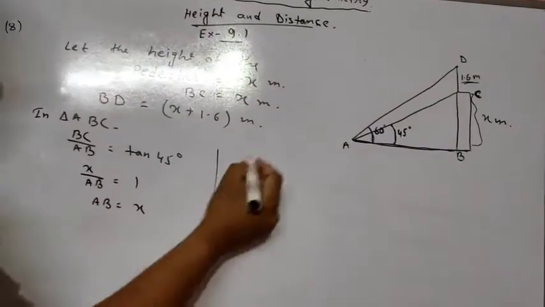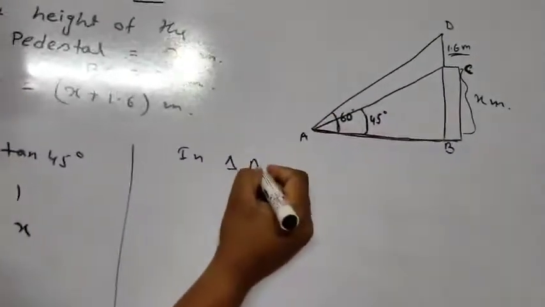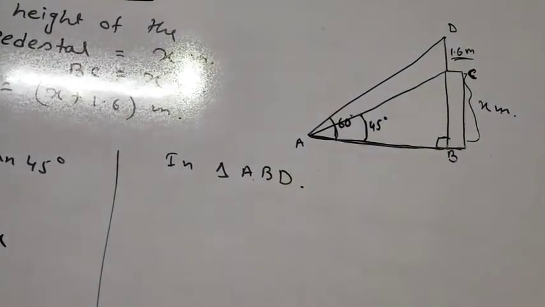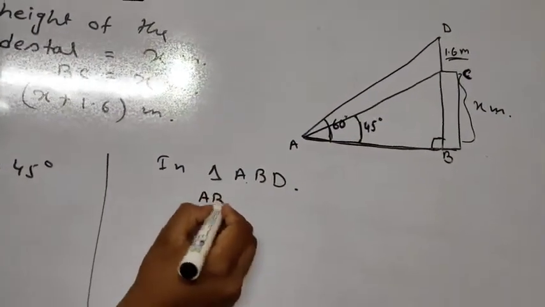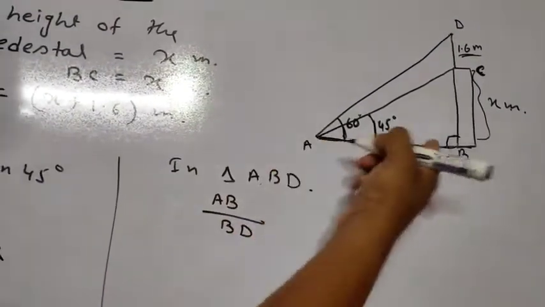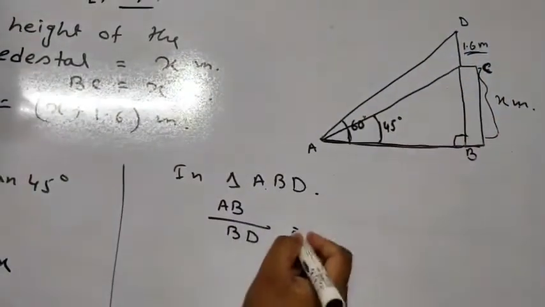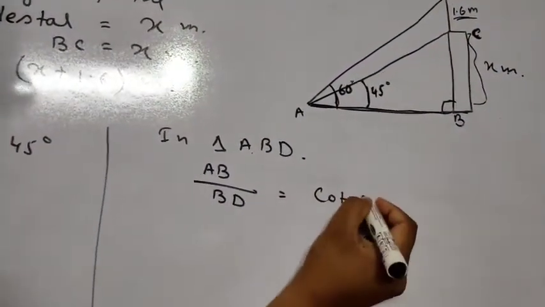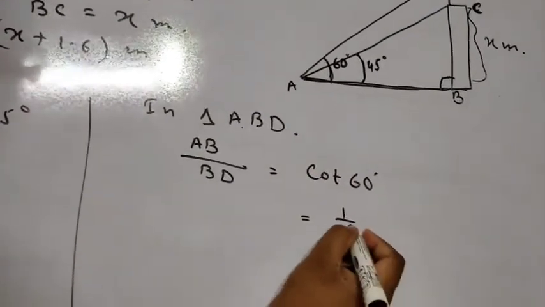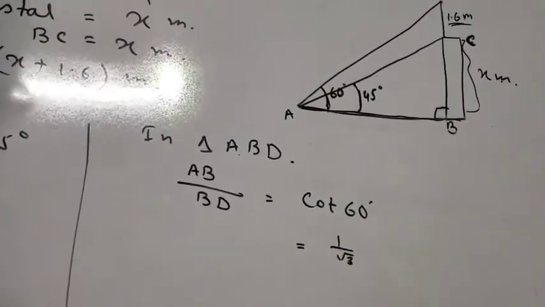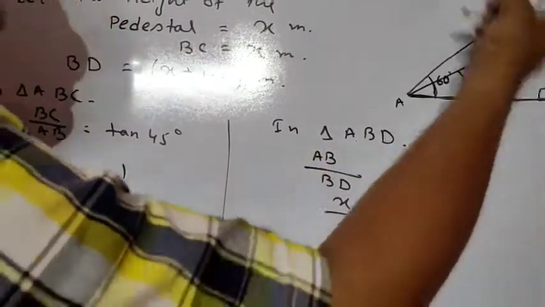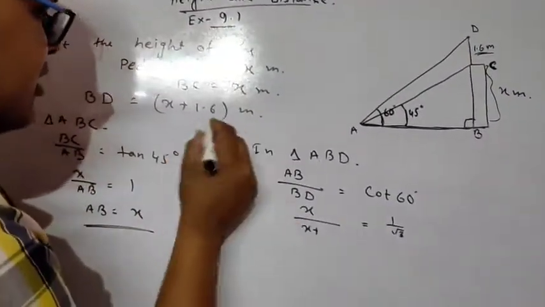Okay, now in triangle ABD, that is also a right angle triangle, and the right angle is at the same point, B. So here we will get AB divided by BD. This time we have base divided by height, so we get cot theta, and theta is 60 degree here, so cot 60 degree, and the value of cot 60 is nothing but 1 by root 3, which is tan 30 degree. So AB we have got as x, and BD is x plus 1.6.